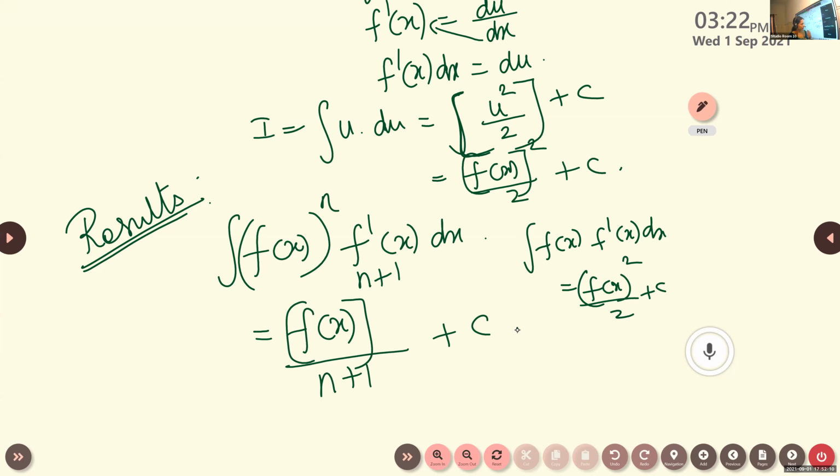Like this, the results may be asked. These results are there in your textbook. No need to learn them by heart. Understand why we are getting it, but no need to learn the proof by heart. Similarly, suppose the question is like this.